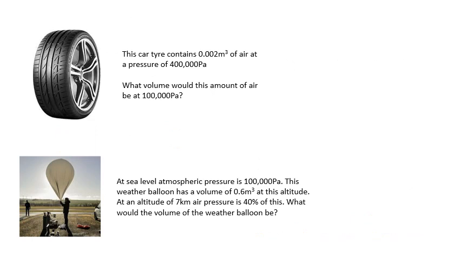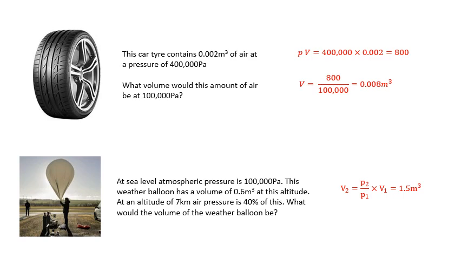Here's another couple of examples you can have a go at. I'll show you my answers in 3, 2, 1. There you go. So in the first example, I've actually worked out the value of the constant, and you get 800. And then I've said, well, V equals the constant divided by P2, and I've got 0.008 meters cubed.